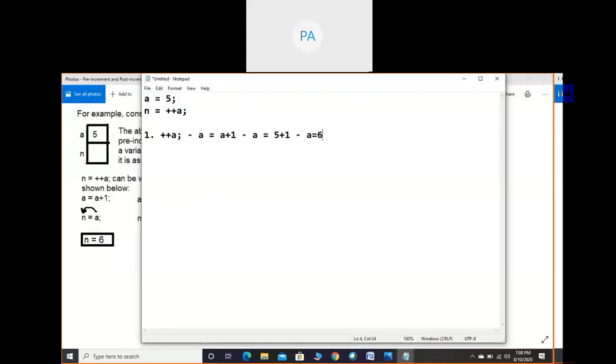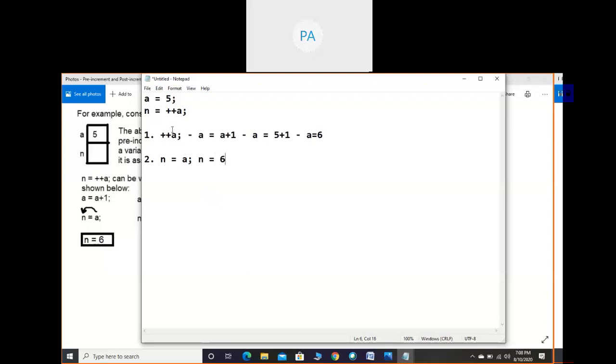Next, the second operation you have to do is n equals a. Again, you should not write plus plus a here, because the plus plus operation, the increment operation, we have already done. So we only have to write n equals a. If you write n equals a, just substitute the new value of a. The new value of a is 6. I hope you have understood.